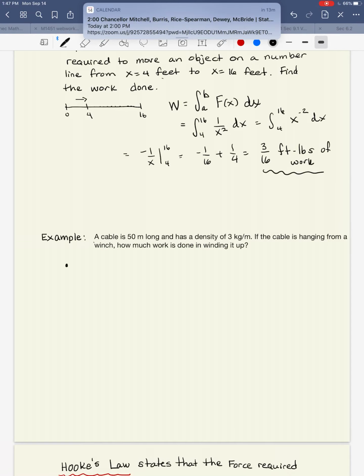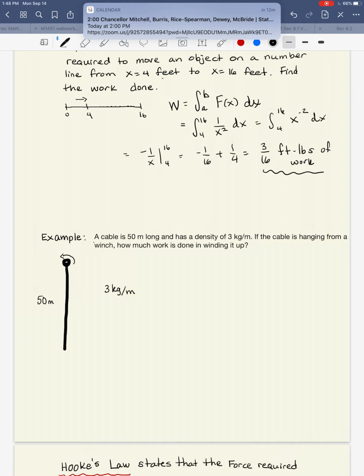So let me diagram that. Here's our cable. Here's the winch that it's hanging from. This total length is 50 meters, and it weighs 3 kilograms per meter. Now imagine this thing getting rolled up so that this length becomes less and less. As this gets less and less, the amount of force needed to apply changes because there's less weight hanging there. So I've got a variable force acting on this.